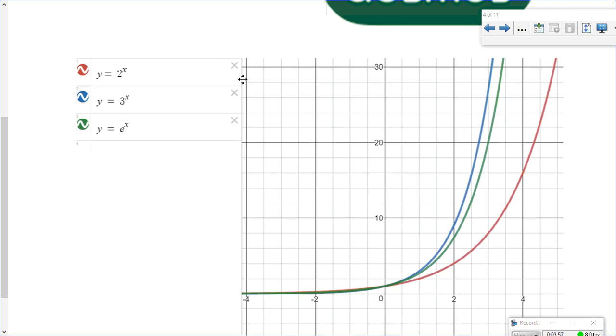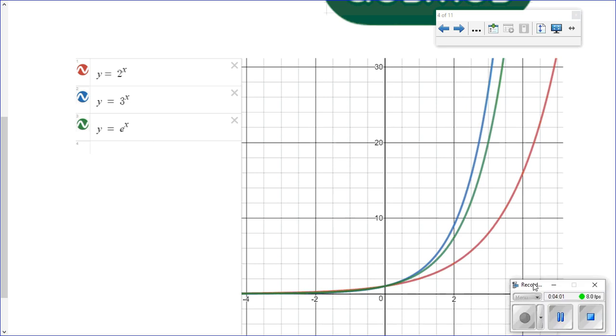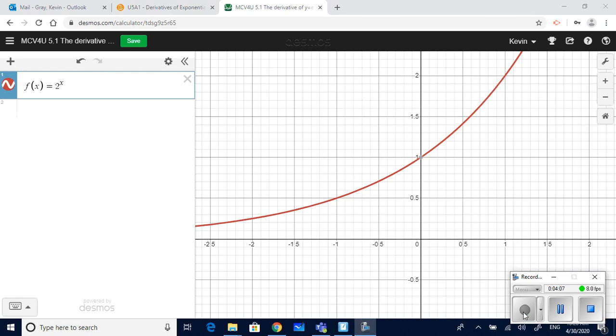So take a minute and go to Desmos, and I'm going to do that myself, and we'll get back to you in a second. I want you to graph these three functions. Okay, so here's my first function, f of x equals 2 to the power of x, and this is what it looks like. We've talked about this a little bit. I hope you have an understanding of these exponential functions from 3U math, from advanced functions.